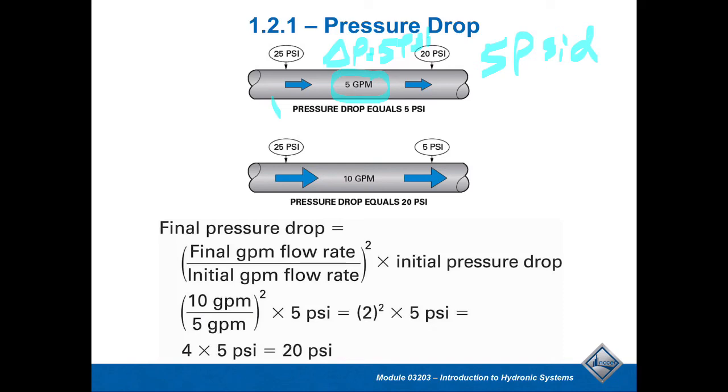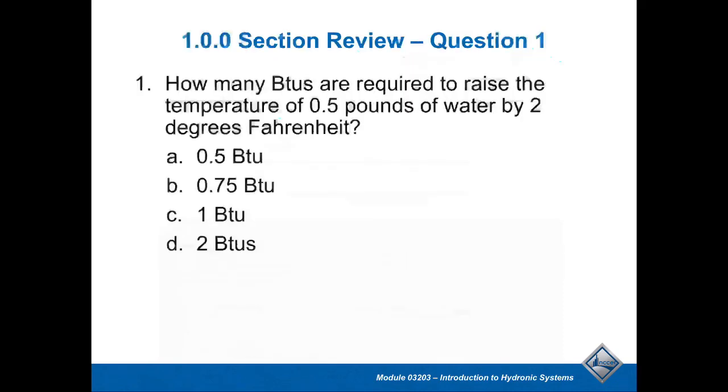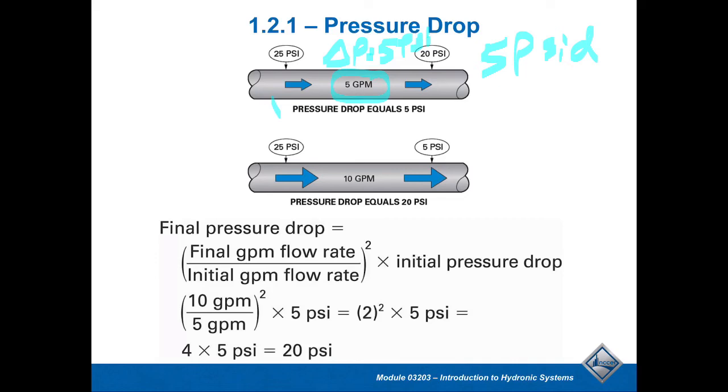Now I want to show you this. So we got 5 psi of differential drop. We'll sometimes put PSID. And when we look at this picture down below, you'll notice that we doubled the flow rate. When we double the flow rate to 10 gallons a minute, we end up getting a resulting change where the pressure drop is actually a square of the change in flow rate. Let me show you what I mean by that.